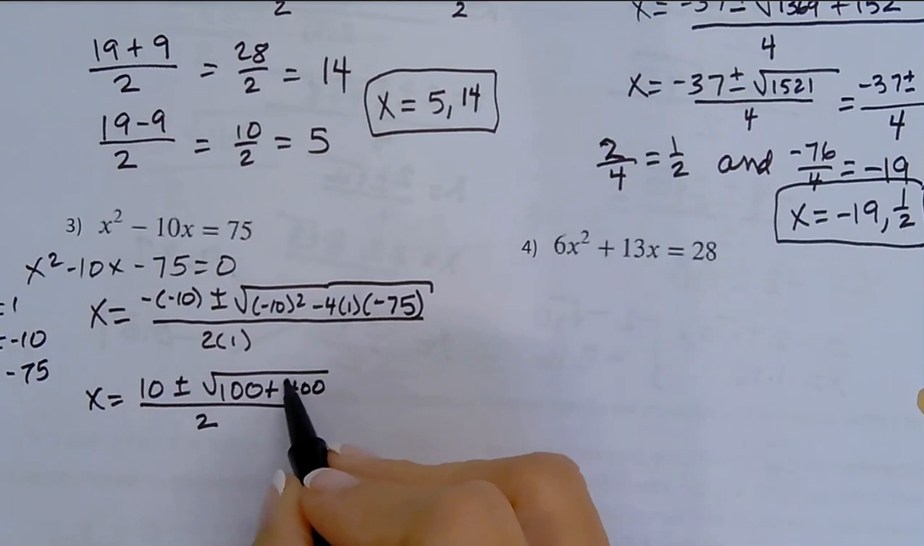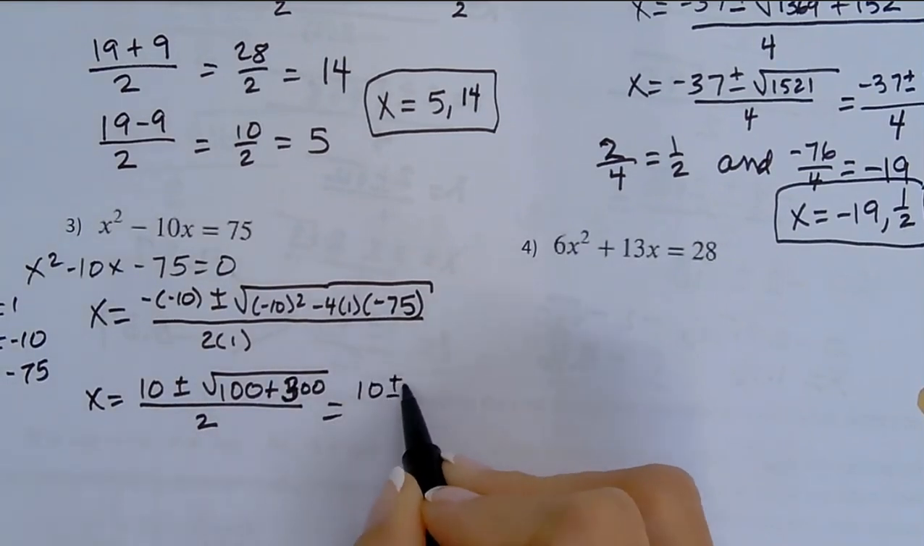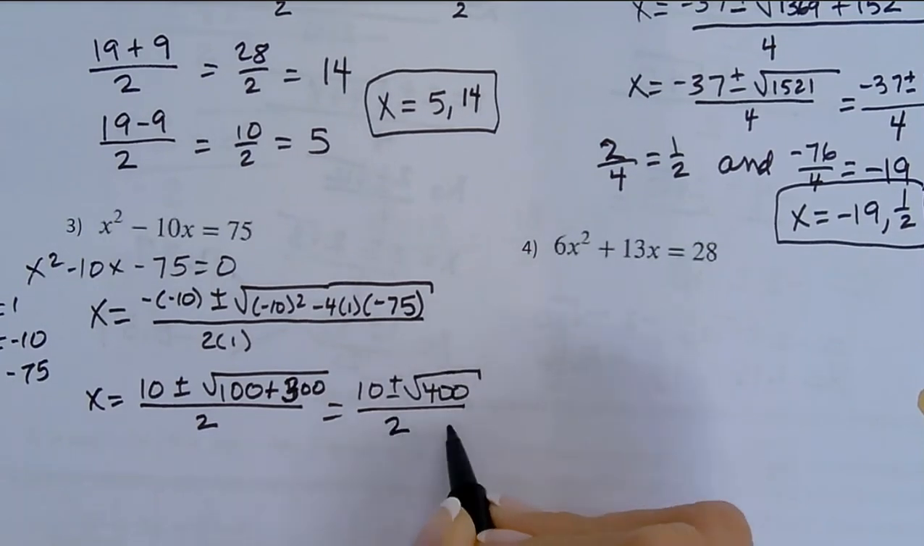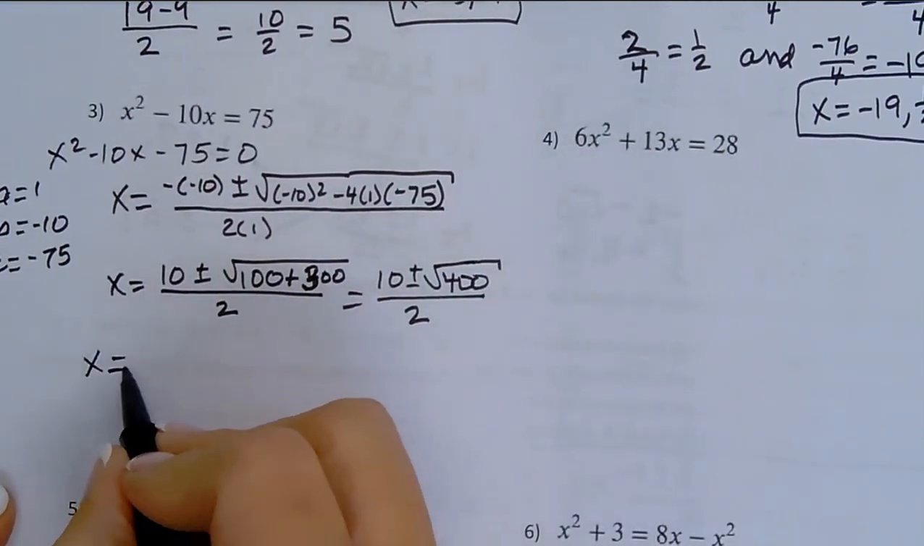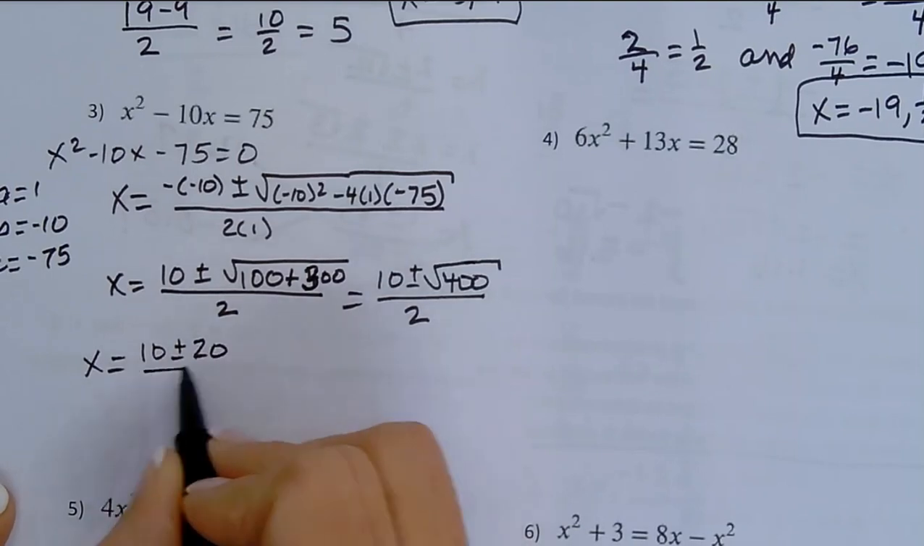Sorry, this is 300 right here. And so the whole thing is going to end up being 10 plus or minus the square root of 400. Sorry, I was jumping the gun. Over 2. We know the square root of 400 is 20. So I know I can say x equals 10 plus or minus 20 over 2.